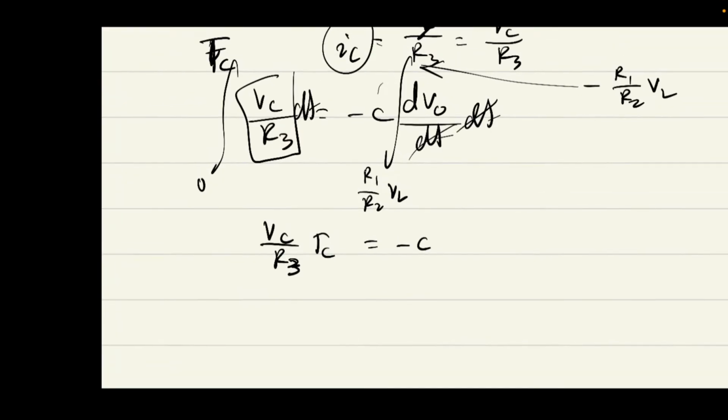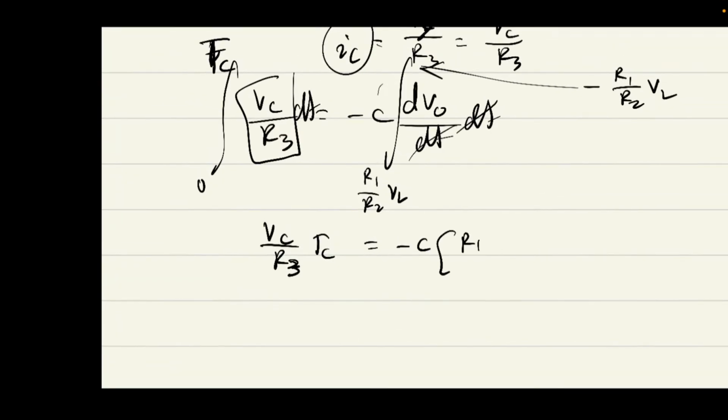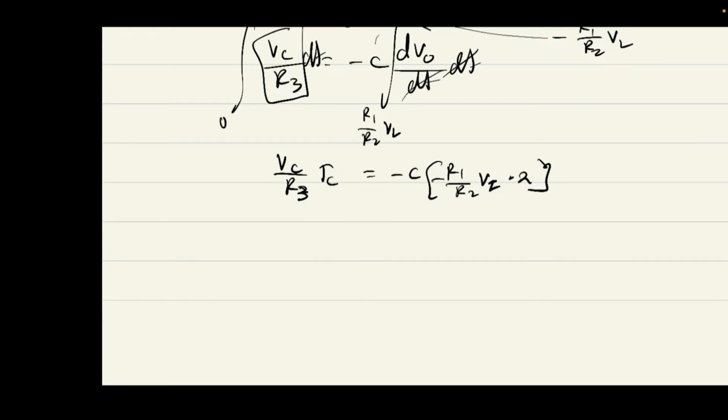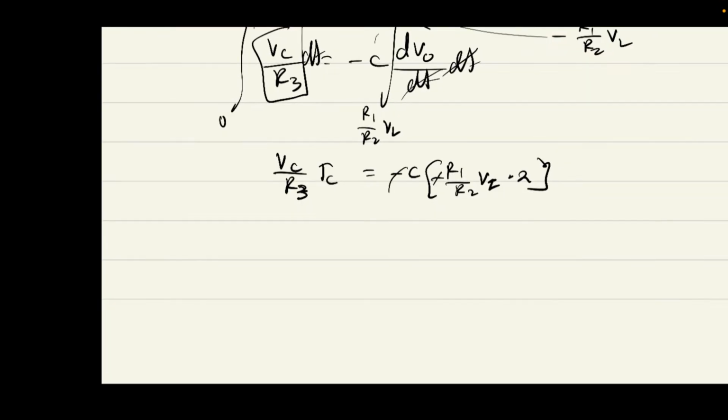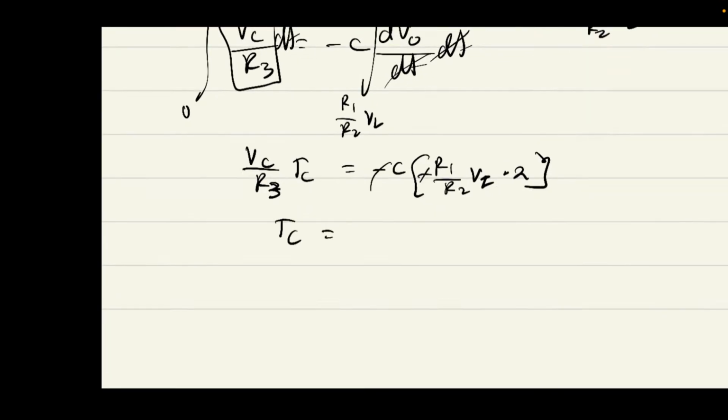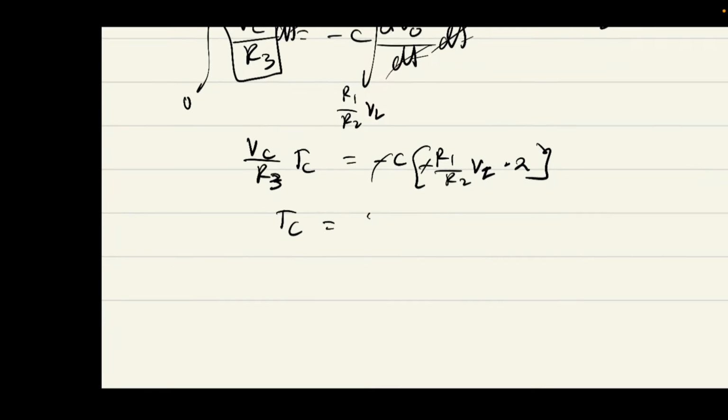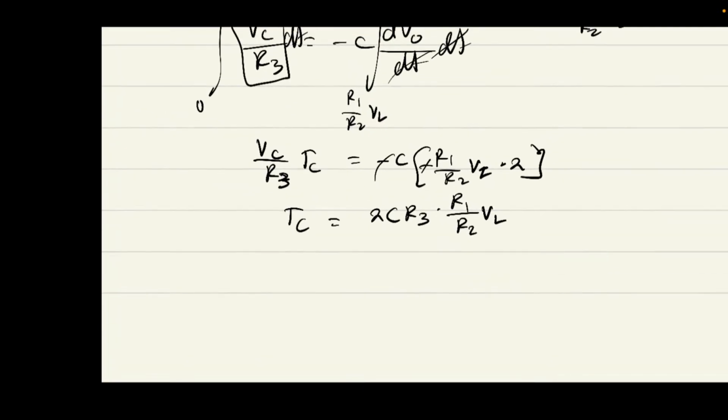And then we have negative R1 on R2 times VL times 2. Okay, we solve for TC. It's going to be 2C times R3 times R1 on R2 times VL. Cool.